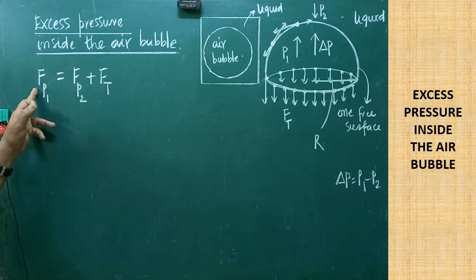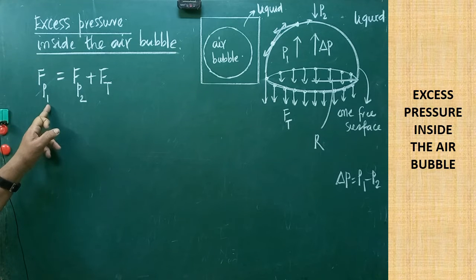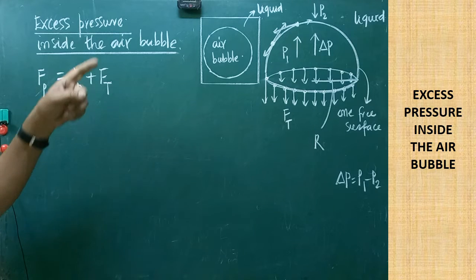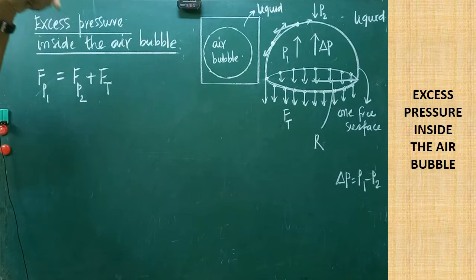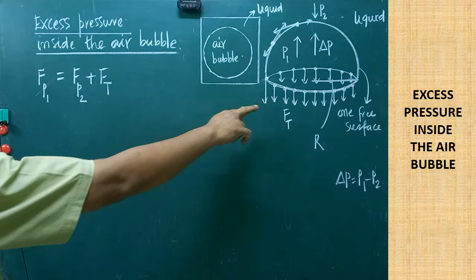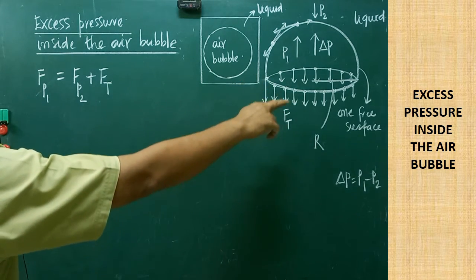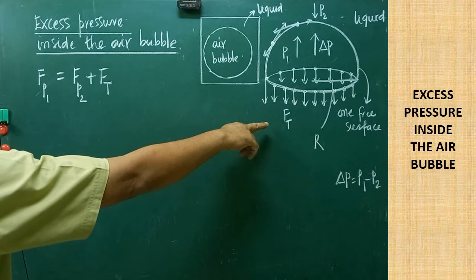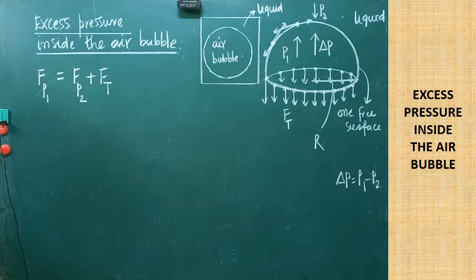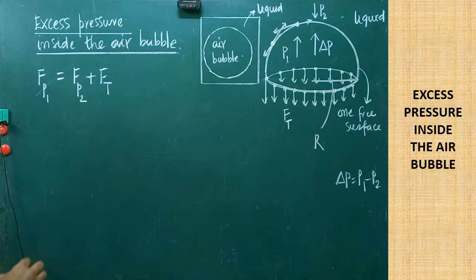One force is acting from inside, that is Fp1, and another one is Fp2. What is Fp2? The force due to pressure P2, acting on the surface from outside. Ft: these are all the forces acting in the downward direction due to surface tension. So like this we have to write. Are you clear? So both are equal. Now our next aim is that the force due to this pressure is to be calculated.